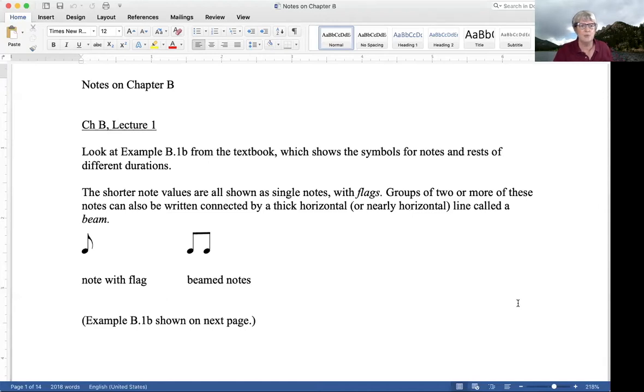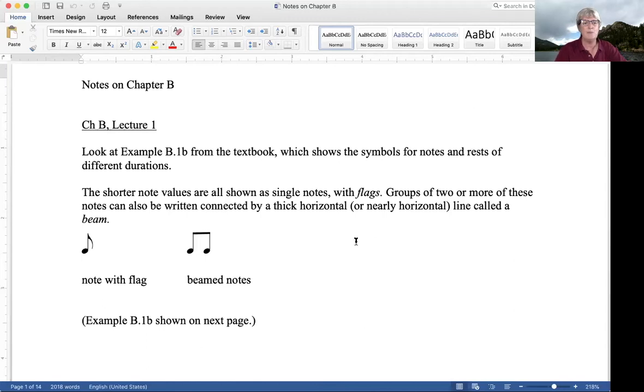If you have your textbook, it would be helpful for you to turn to chapter B and look at example B.1b, which shows the symbols for notes and rests of different durations. You may want to actually jot some notes down in your book as we're going. I will be showing you this example on my own screen, so if you don't have your books, that's okay.